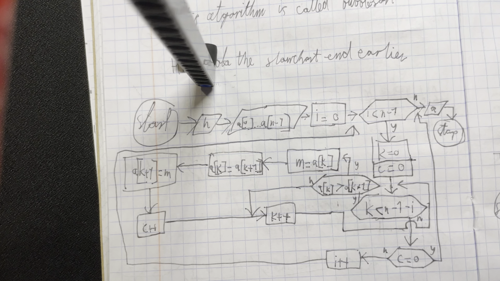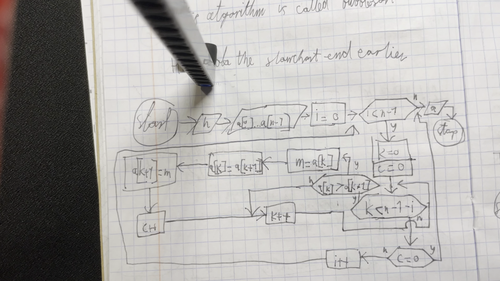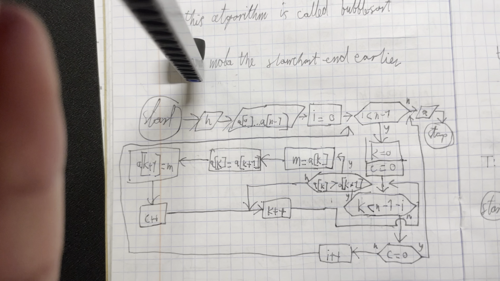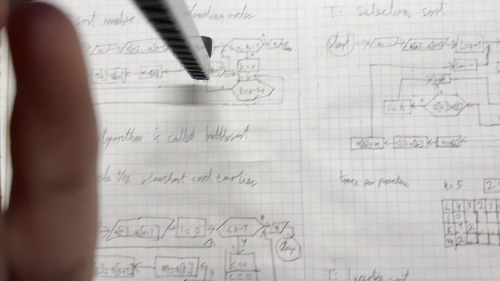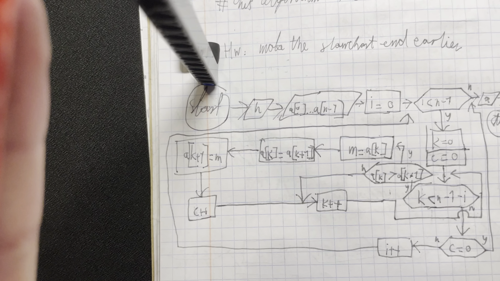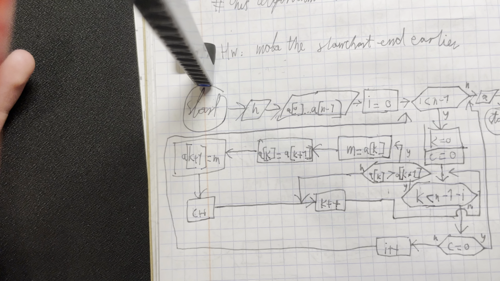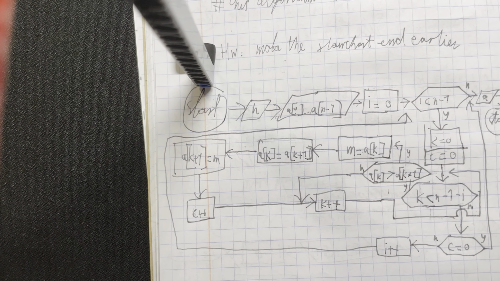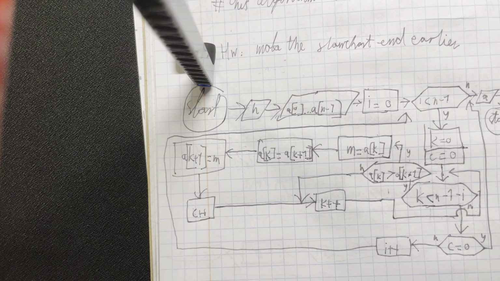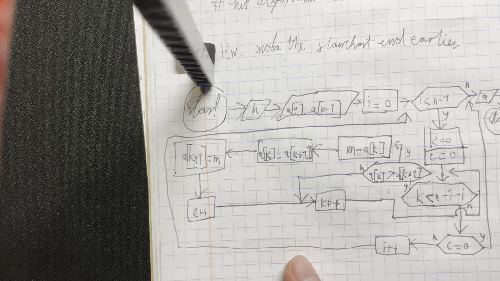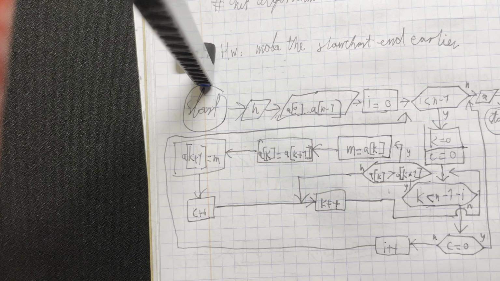That was bubble sort, so that was the easier one. Now I'm going to move on to selection sort. Sorry, let me just explain quickly. Bubble sort is just checking the first number and moving it from left to right.